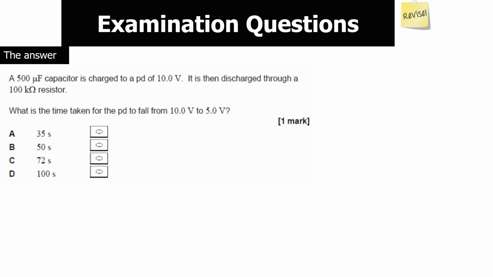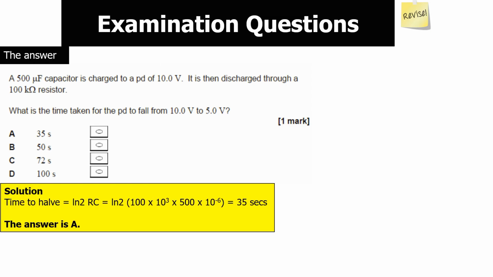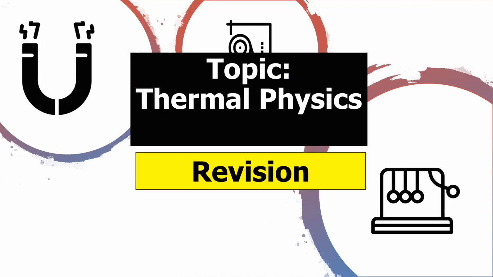Right, so how do you answer this question? Well, we know from the work we've done on capacitors that the time to half is ln 2 times the time constant, which is ln 2 RC. So we can do ln 2 times the resistance, which is 100 times 10 to the 3, because we go from kilo ohms to ohms, times 500 times 10 to the minus 6, because we go from microfarads to farads. So we pop that through and we get 35 seconds out. The answer is A. Let's now have a look at some questions concerning thermal physics.